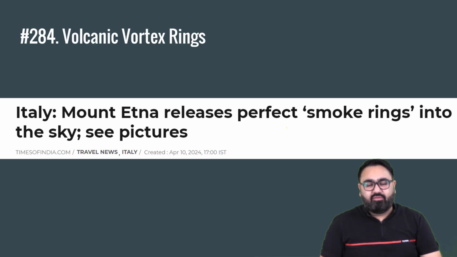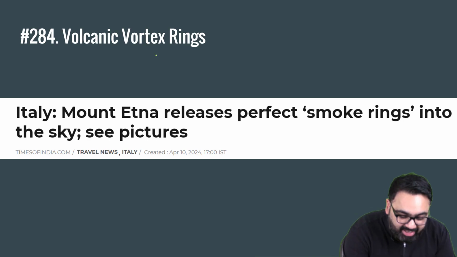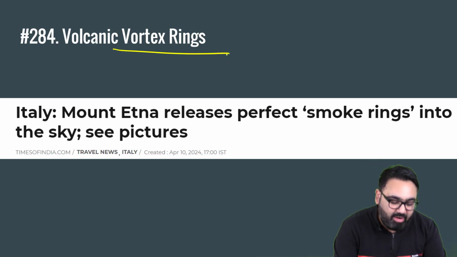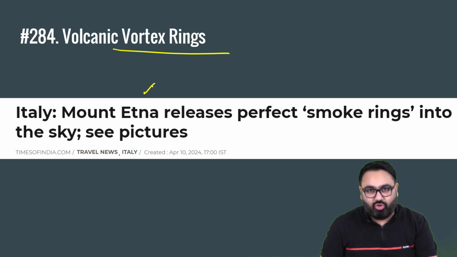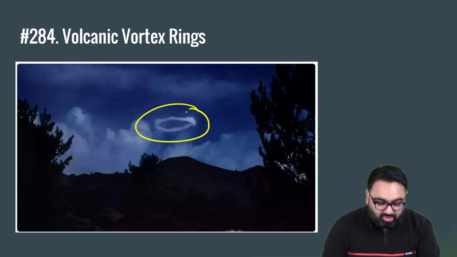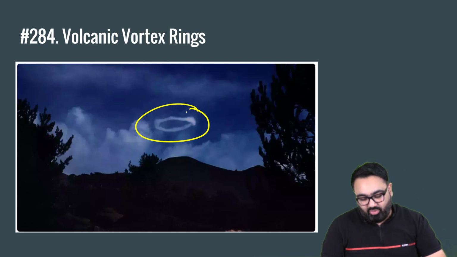Next, another phenomena in the news was the volcanic vortex rings. The rings were seen over Mount Etna in Italy. Let me show you a photo. So this is the photo of the ring, almost perfect circular rings over the volcanic mountains. These are called volcanic vortex rings.